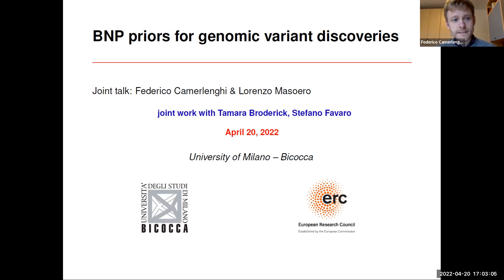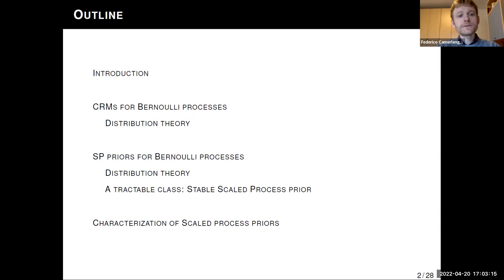In this talk, we will focus on Bayesian nonparametric priors for genomic variant discoveries. This is the outline of my part of the talk. I will introduce the setting of feature sampling models, and I will focus on the importance of these feature sampling models in the context of genomic variant discoveries. In particular, I will focus on two different Bayesian nonparametric priors for Bernoulli processes. The first class of priors that I'm going to focus on is the class of completely random measures.